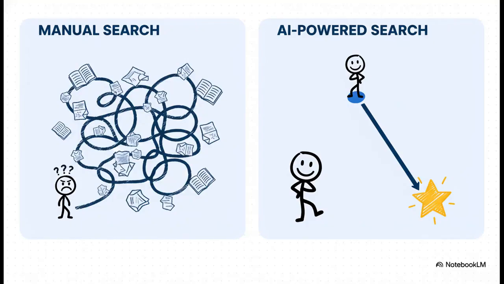And look, this really tells the whole story. The old way, the manual search on the left, it's just a total slog. It's slow, it's frustrating, and you've always got that nagging fear that you've missed some crucial paper. But the AI-powered way on the right, that's a direct path to exactly what you need. It's all about working smarter, not harder.